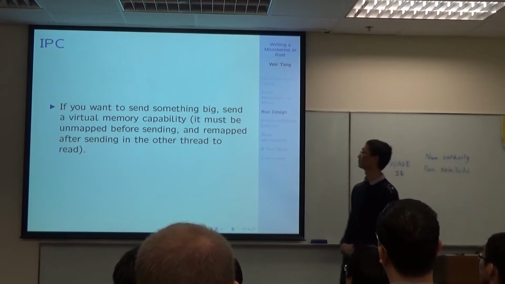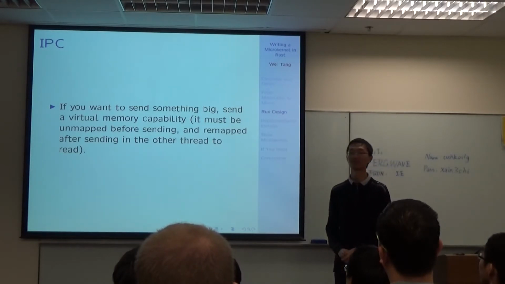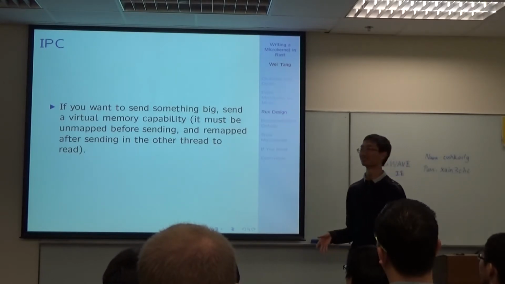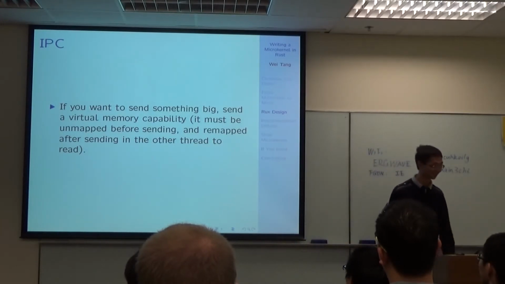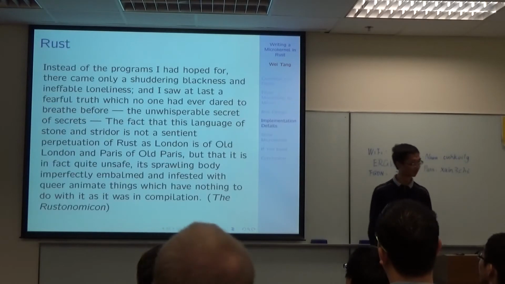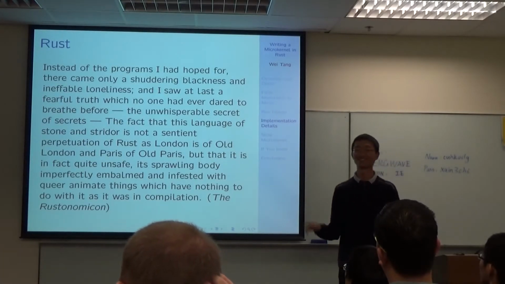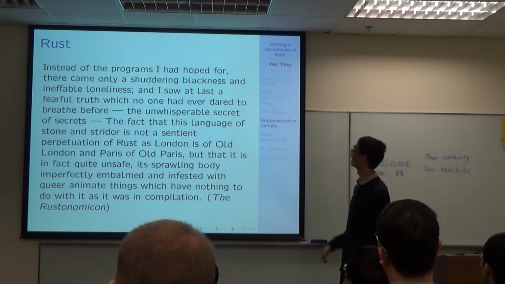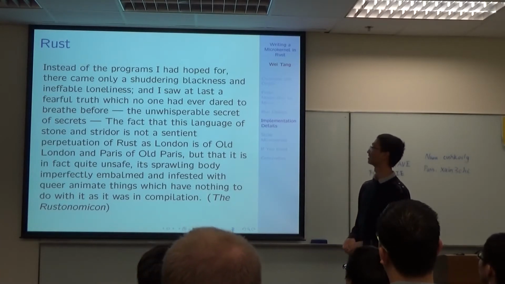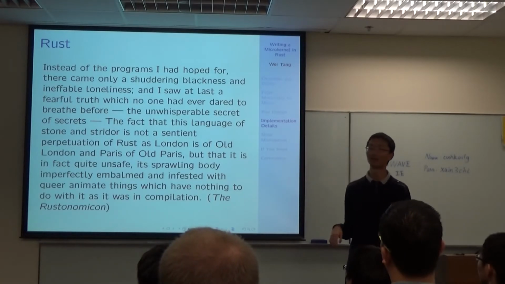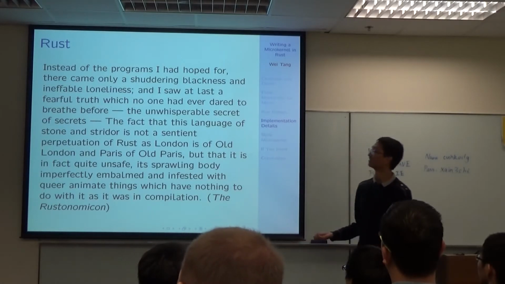If you want to send something big, you need to send over a memory capability, so you transfer the capability to another thread. That basically avoids the kernel copying information. That's basically all the design information I have. The IPC and scheduling are not implemented, but I plan to implement them that way. And probably I will give some implementation details about how things actually work in Rust.